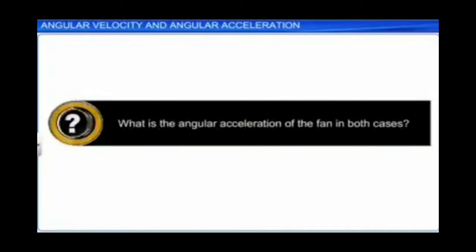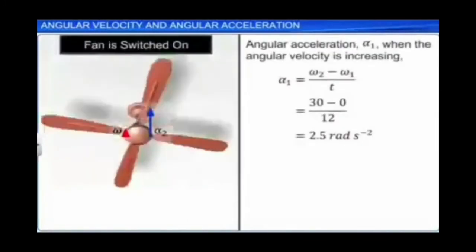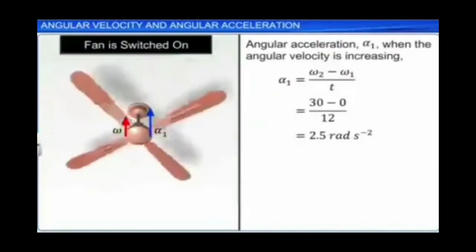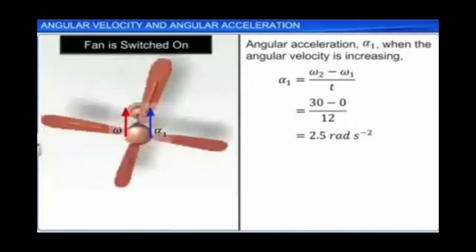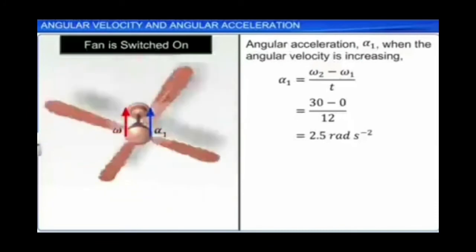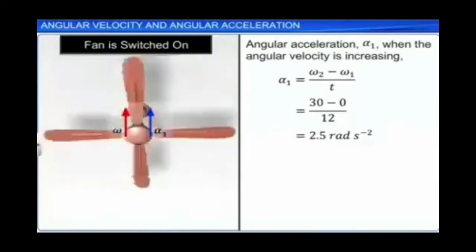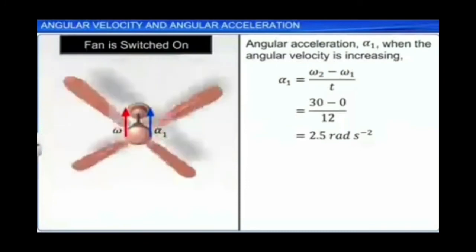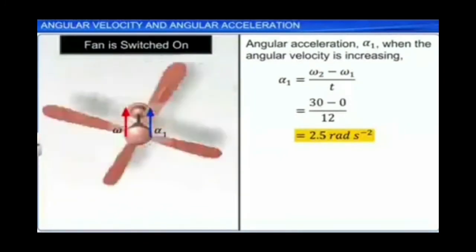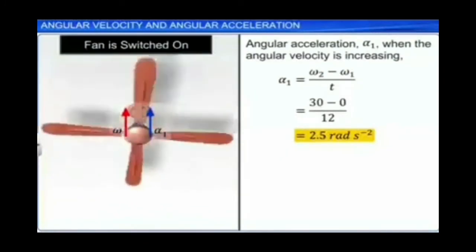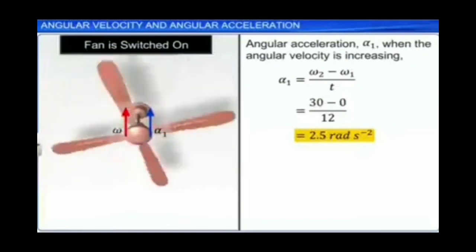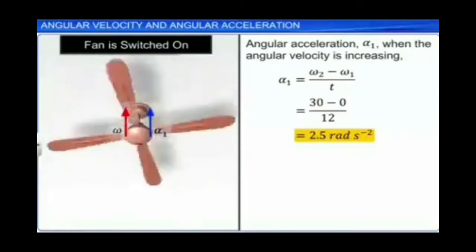Now let's find the angular acceleration of the fan in both cases. In the first case, the case of increasing angular velocity, we get the angular acceleration alpha 1 is omega 1 minus omega 0 by t, that is 30 minus 0 by 12, which is 2.5 radian per second squared. And in this case, both omega and alpha, that is the angular velocity and the angular acceleration, are in the same direction.